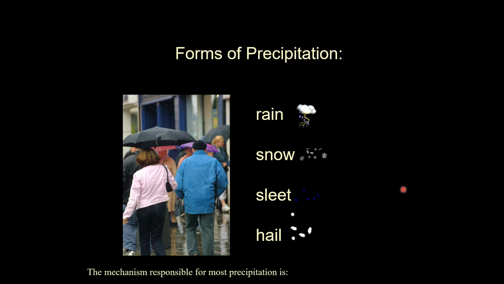As for the mechanism responsible for most of the precipitation, we know that air needs to go upward and then condense, relative humidity increases, and temperature decreases. This is the process behind most precipitation formation. You need to know these things because you have a question on that.